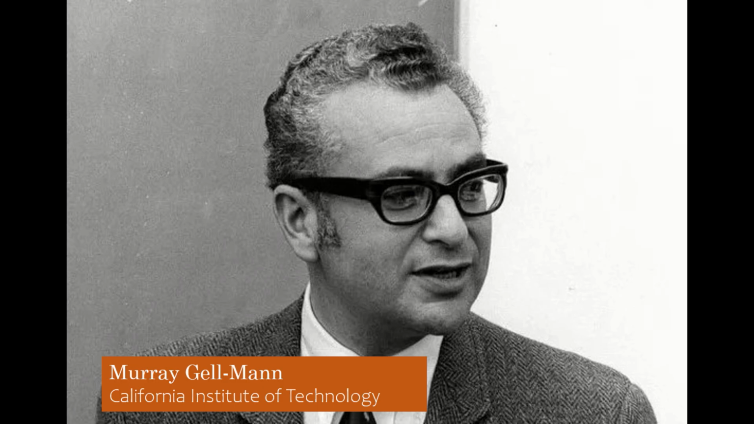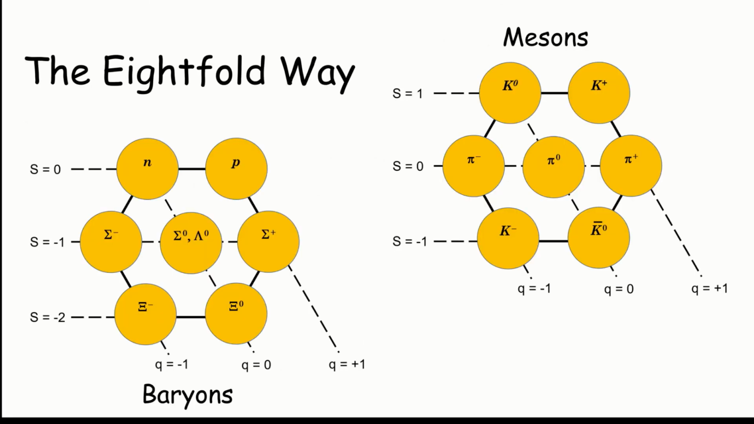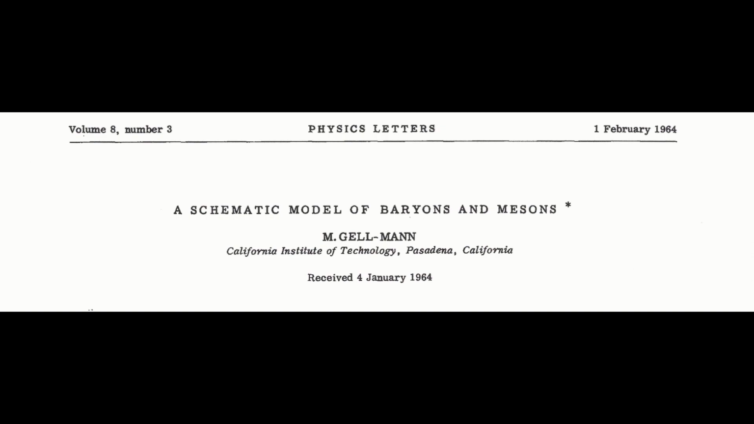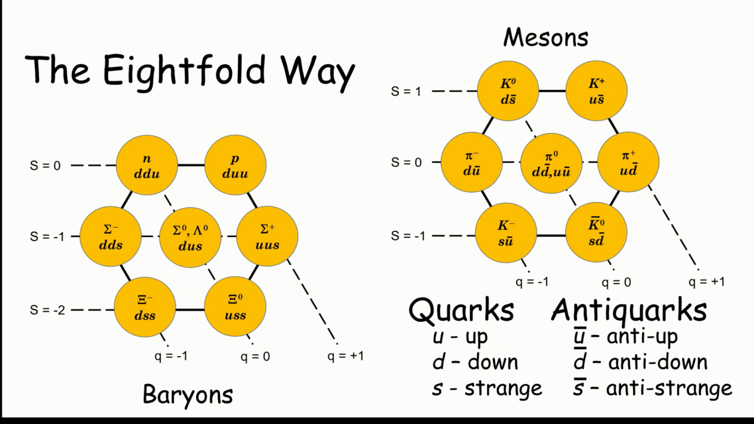In 1961, theoretical physicist Murray Gell-Mann devised a scheme to organize baryons and mesons he called the Eightfold Way. In 1963, he showed that using charged particles he called quarks, he could model baryons like the proton using 3 quarks, and mesons like the pion using a quark and an antiquark.